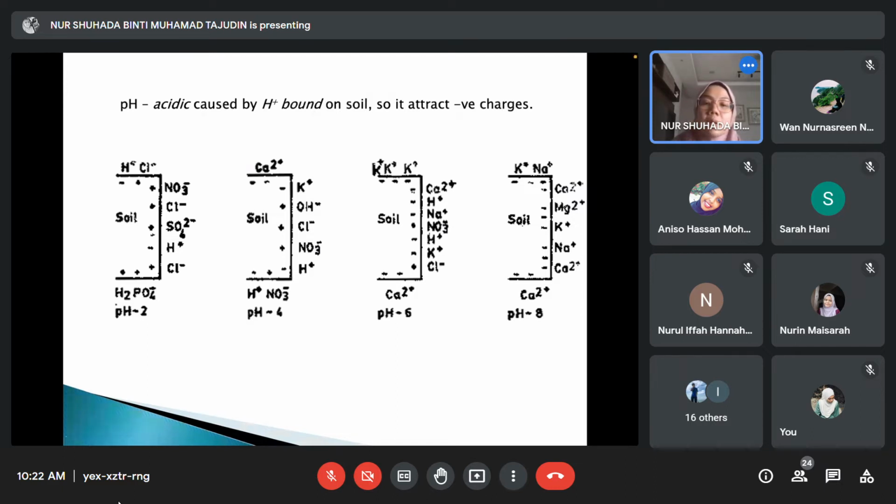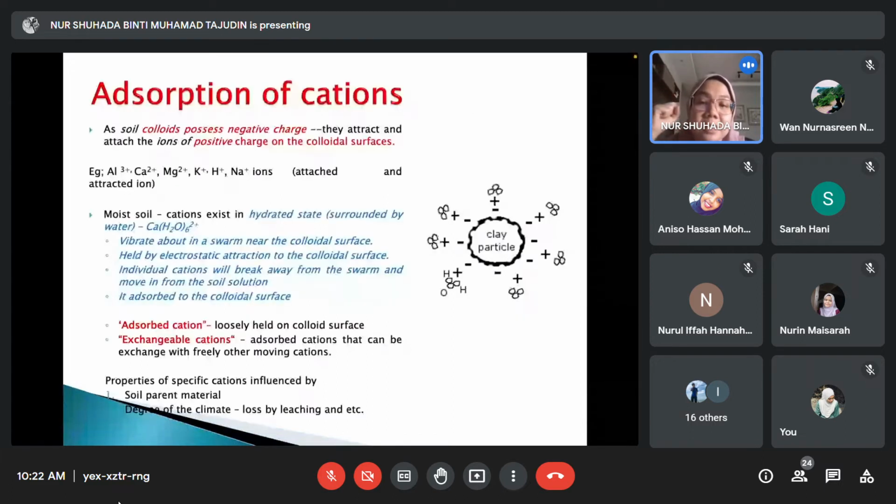Absorption of cations: soil colloids possess negative charges. When we talk about soil colloids, they have more negative charges on their surface area. Since it has negative charges, it's like a battery. It can hold or attract the positive charge. Positive charge is the cation. For example, the cations are aluminium, calcium, magnesium, potassium, H plus. If you see here, this is H plus.